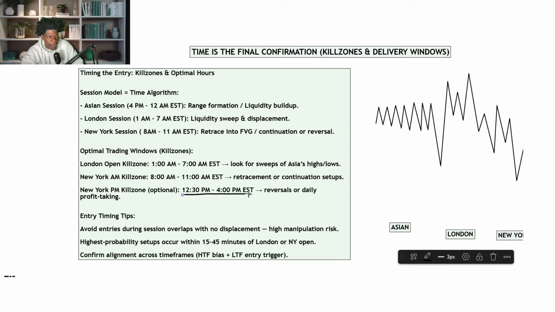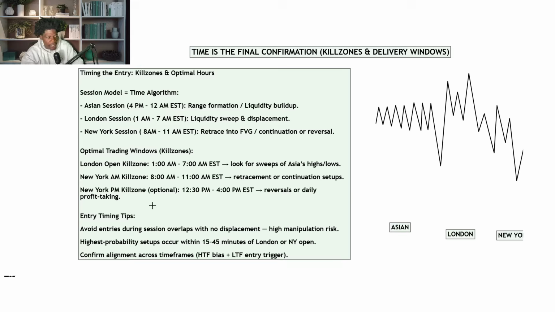Eastern Standard Time. These are where we get the reversals or daily profit taking, right? If you've been holding your trade from the morning session, I would truly recommend you close your trades by 4 p.m., right? If you are trading indices or something like that, or if you're just a day trader, as I am, or just a weekly swing trader also, right? But me personally, I close my trades every day and just take my profits.